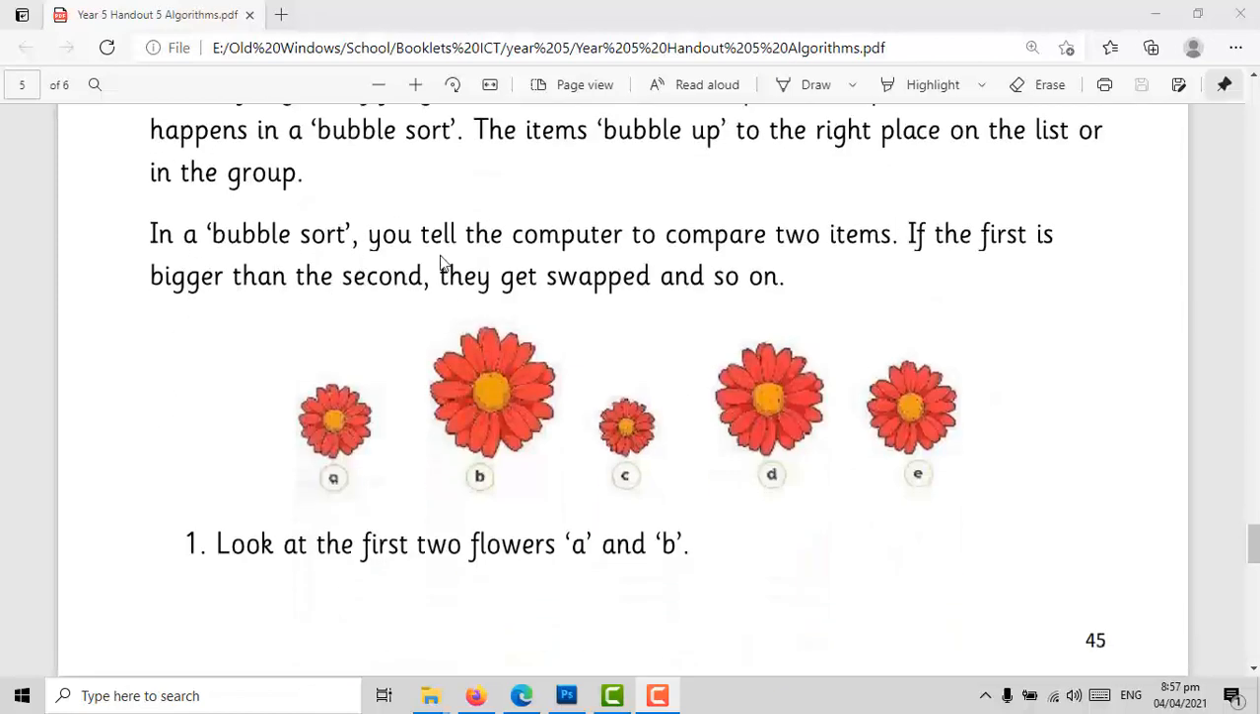In a bubble sort, you tell the computer to compare two items. If the first is bigger than the second, they get swapped. Swap means if you have A and B and you want to swap them, that means you have to put A in the place of B and B in the place of A. So that is the meaning of swapping.